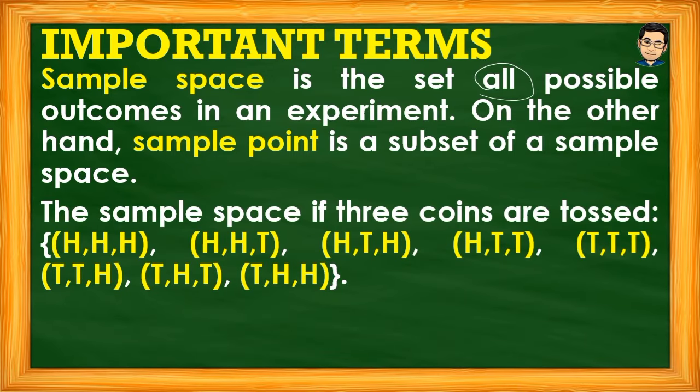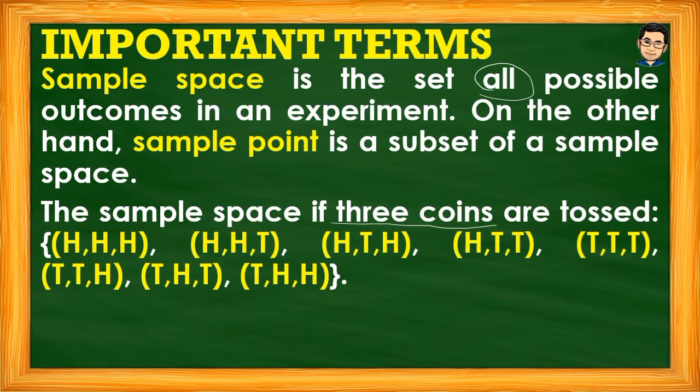The sample space, if 3 coins are tossed, are, ayan. So, halimbawa, yung coin, tinoss natin ng isang beses. So, isang beses lang halimbawa natin tinoss. Ano yung sample space niya? Head or tail? Okay. Ano naman yung sample space ng die? 1, 2, 3, 4, 5, 6. And then, yung cards naman, 52. Okay, so dito, 3 coins are tossed. So, 3 barya. So, yun po yung mga outcomes kapag tinoss natin yung 3 coins.